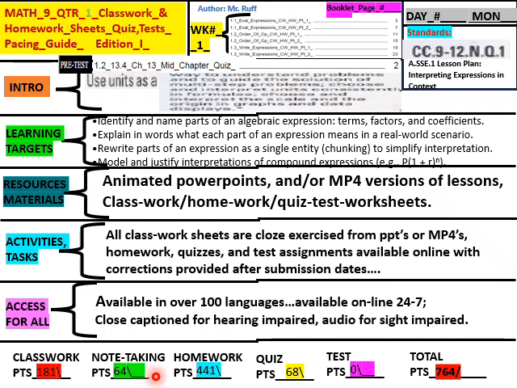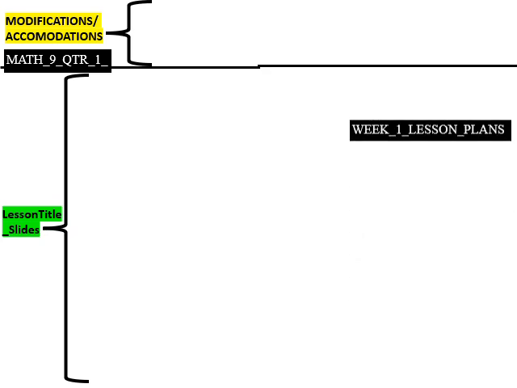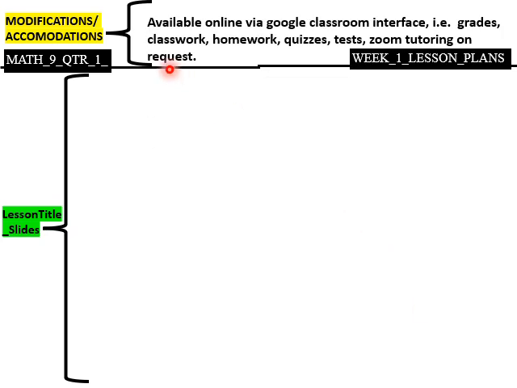Our classwork points are 181 points. Note-taking is 64 points. Homework is 441 points. Quiz is 68 points. Test is 0 points; no test in Week 1. Total points for Week 1 is 764 points for Math 9, Quarter 1, Week 1. Modifications and accommodations are available online via the Google Classroom interface. That covers grades, classwork, homework, quizzes, tests, and Zoom tutoring on request.